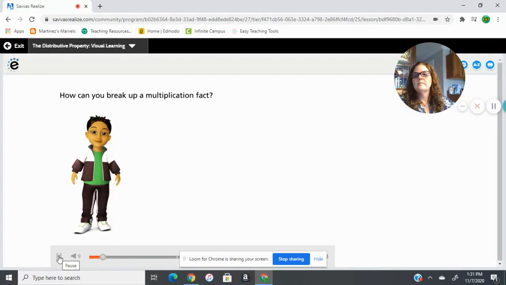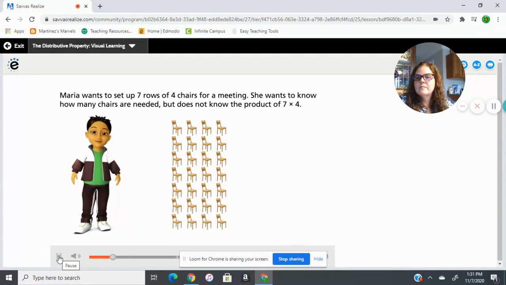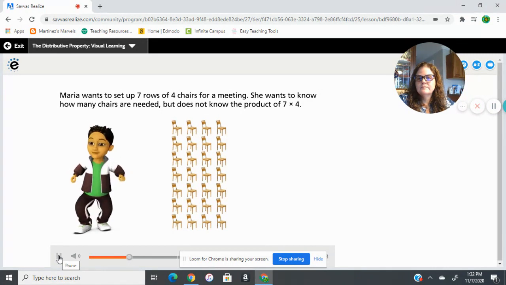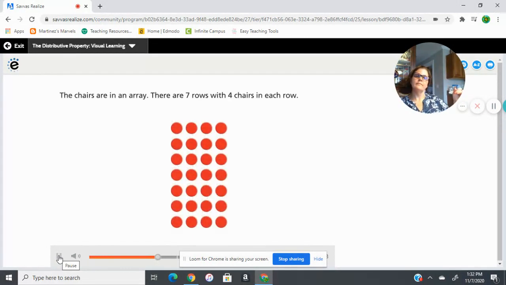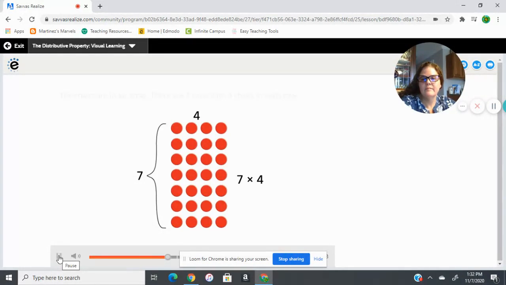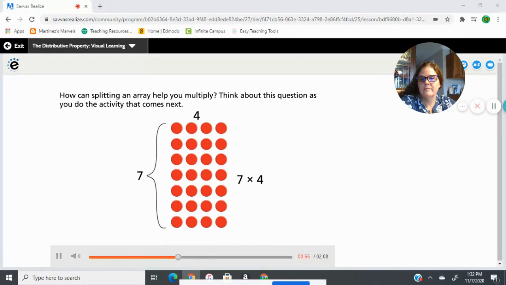How can you break up a multiplication fact? Maria wants to set up 7 rows of 4 chairs for a meeting. She wants to know how many chairs are needed, but does not know the product of 7 times 4. You can use known facts to help find the product of unknown facts. How does this arrangement of chairs show 7 times 4? So we see seven rows, and they each have four in them. The chairs are in an array. There are seven rows with four chairs in each row. How can splitting an array help you multiply? Think about this question as you do the activity that comes next.